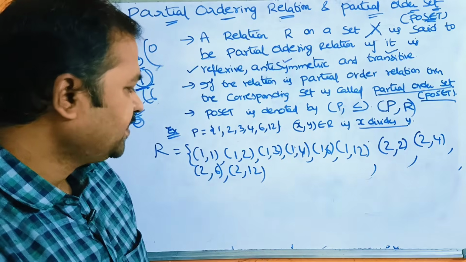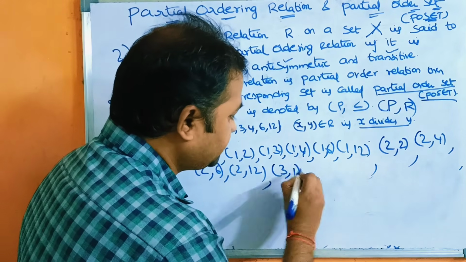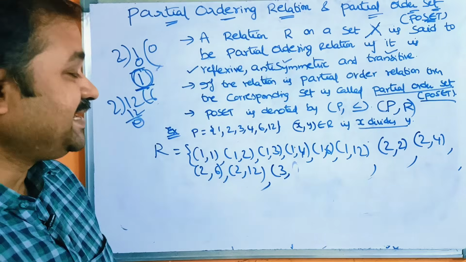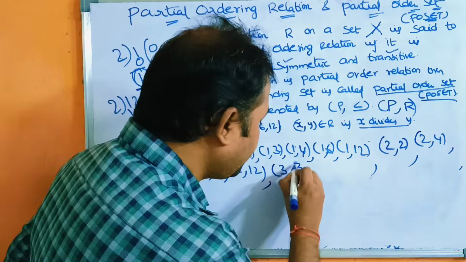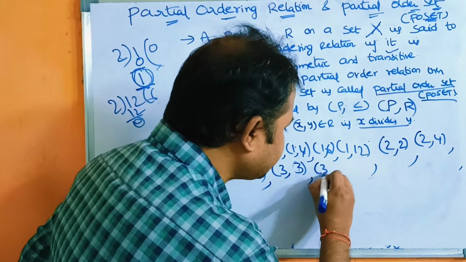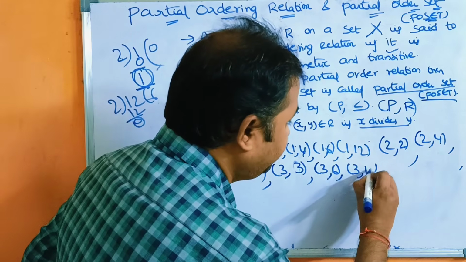Next 3. Can we write 3 comma 1? No. 3 can't divide 1. We can't write 3 comma 1. Next we can't write 3 comma 2. But we can write 3 comma 3. Next 3 can't divide 4. 3 divides 6 as well as 3 divides 12 also.